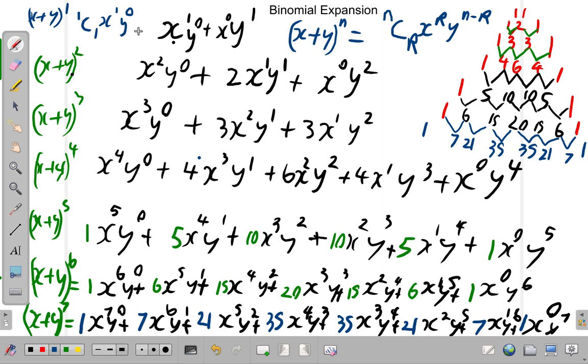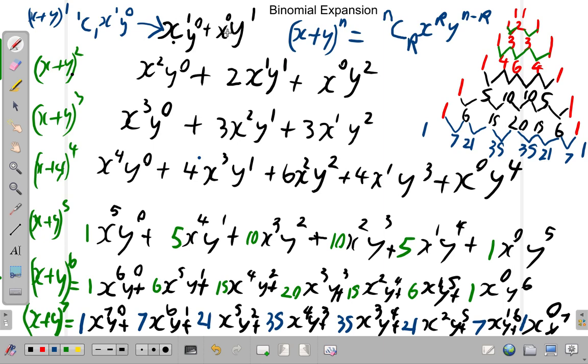Now, notice what happened right here. 1C1 is going to be 1. And many scientific calculators have the factorial notation on them, right? So you don't have to worry too much about expanding the factorial if you have a calculator like that. So the first term here is 1C1 x to the 1 y to the 0, which is this. It happened to be this.